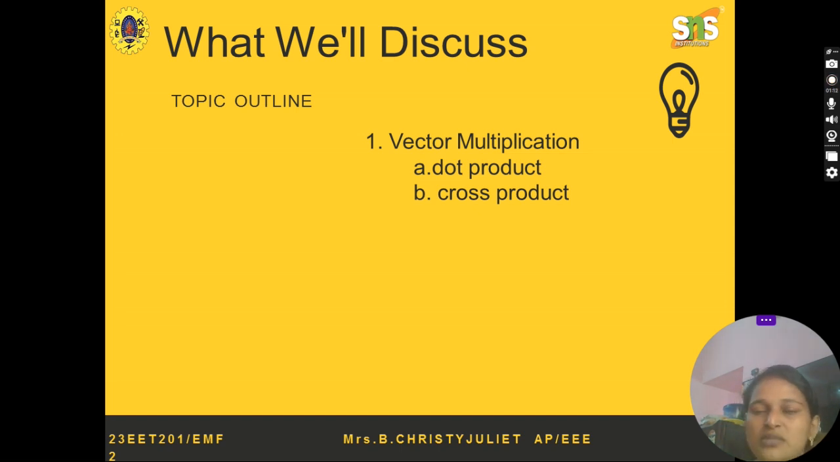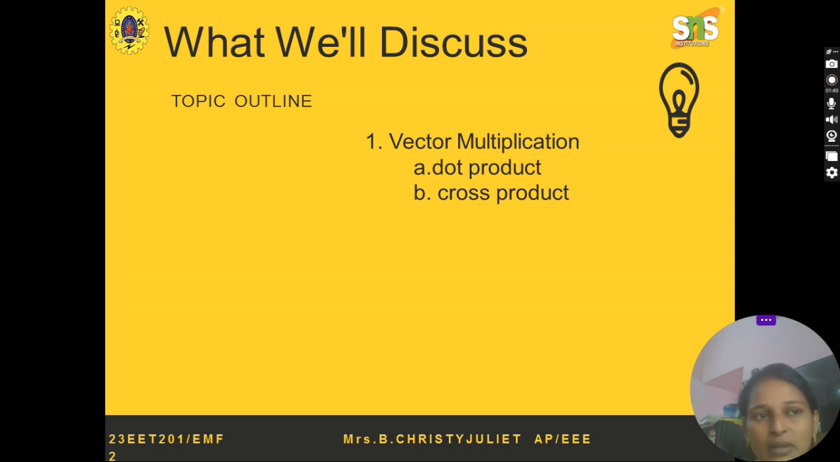So the first category is between two scalars. When we multiply two scalars, the resultant will also be a scalar quantity. For example, if I take two masses, 50 kg and 100 kg, and multiply these two scalar quantities, the resultant answer that I am going to get is again a scalar value.